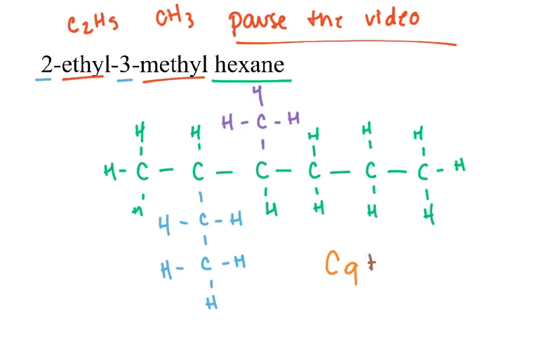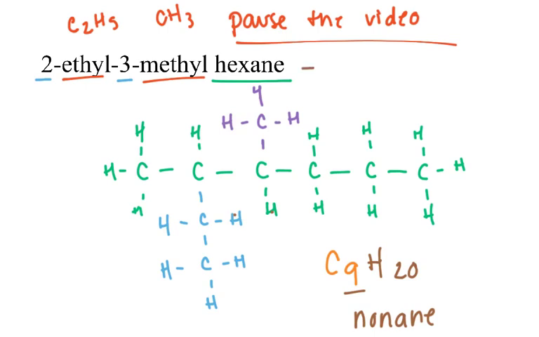And then H's. So, we have 3, 4, 5, 6, 7, 8, 9, 10, 11, 12, 13, 14, 15, 16, 17, 18, 19, 20. So our molecular formula is C9H20. This is the same as nonane. So 9 is non.